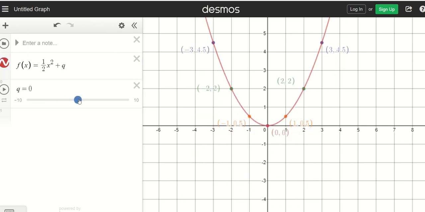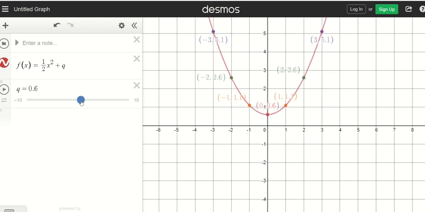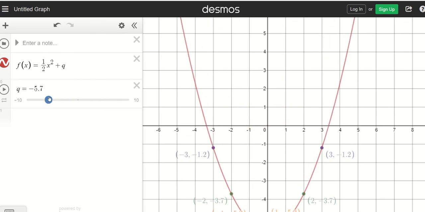All right, so if I add a positive number, it goes up. If I add a negative number, it goes down. That's what I meant to do, okay? So if Q is positive, it goes up. Q is negative, it goes down.